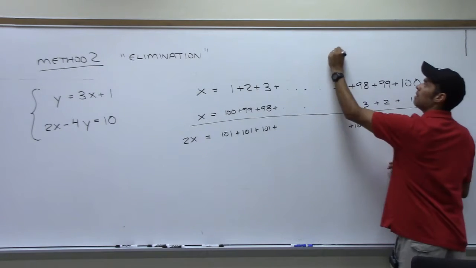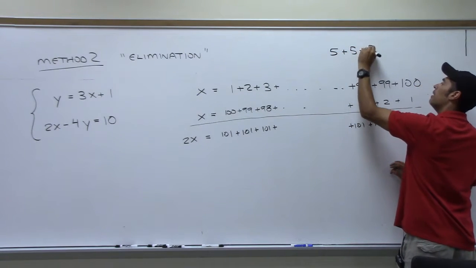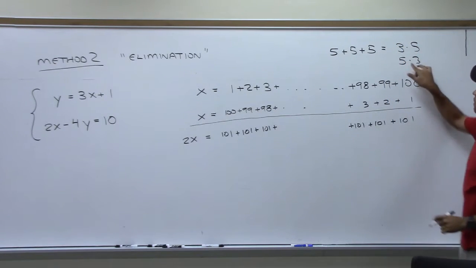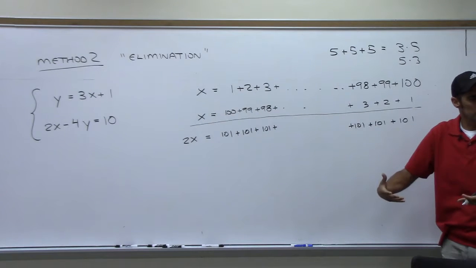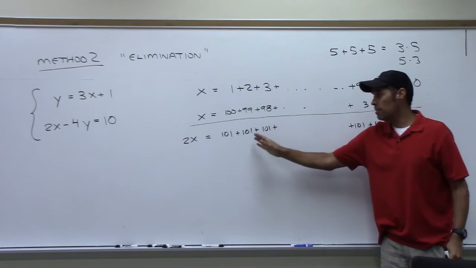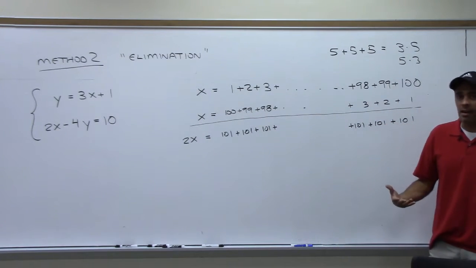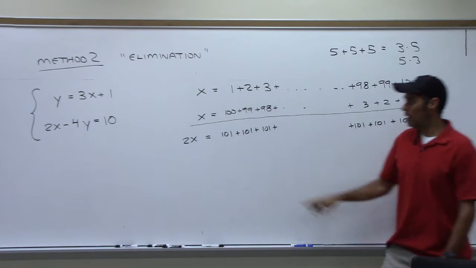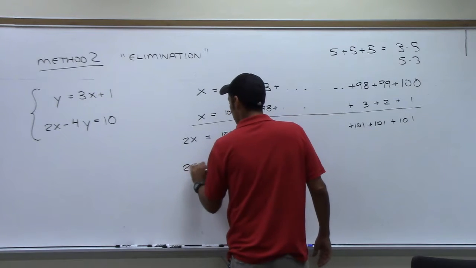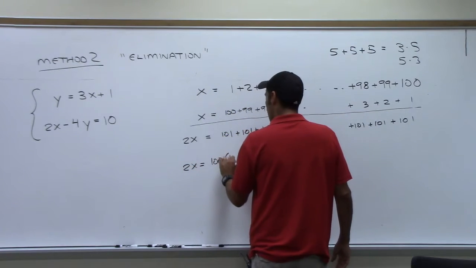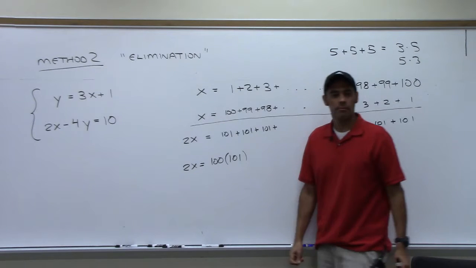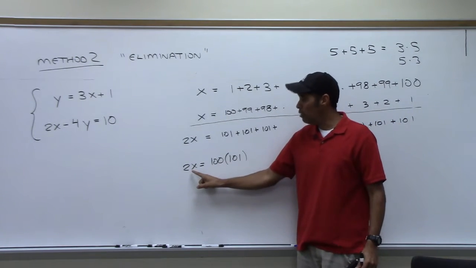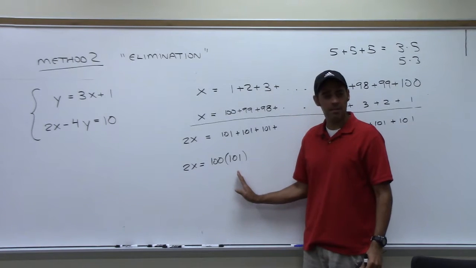So when we write something like 5 plus 5 plus 5, I could write that as 3 times 5, right? Or 5 times 3. That's what multiplication means. Multiplication means repeated addition. So another way of writing 101 added up 100 times would be to write 100 times 101, right? So I could write it this way. 2x is 100 times 101. Yeah? But that's twice what I want. So I'll divide both sides by 2.